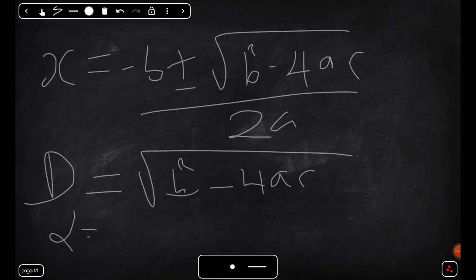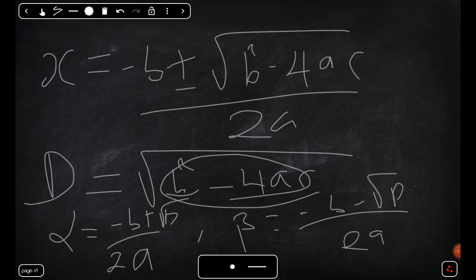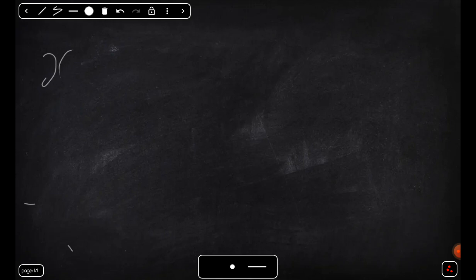If we name alpha as minus b over 2a plus root d, remember d is this expression inside here. And if we let beta be the second root, that is minus b minus root d over 2a. Remember that I'm teaching on the theory of this quadratic equation, so now let's examine what happens along the line of this assumption.